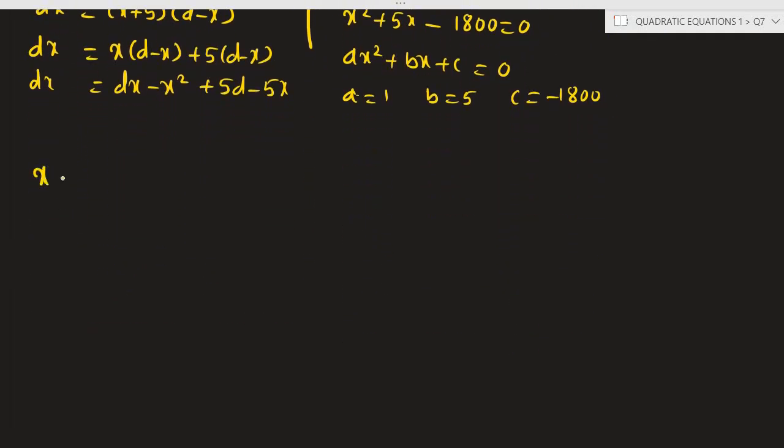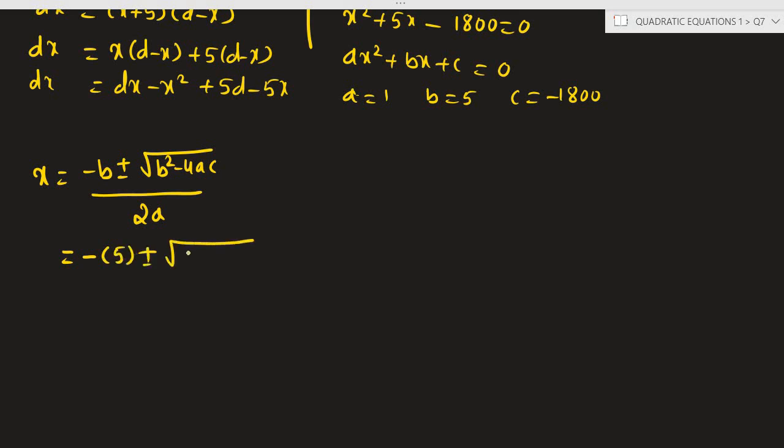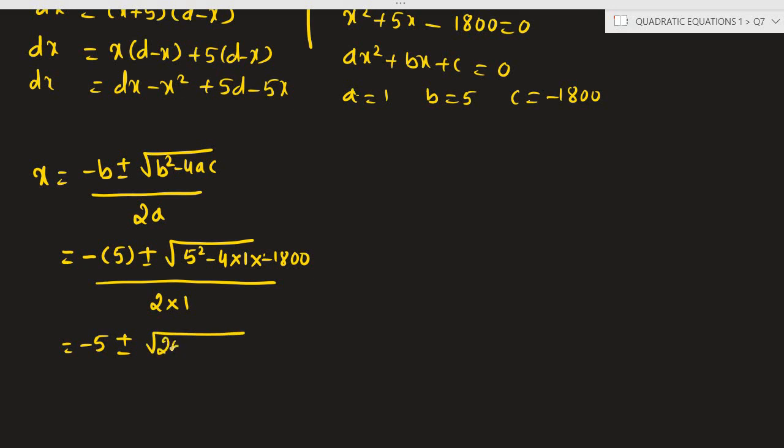That is, x is equal to minus b plus or minus root of b square minus 4ac, whole divided by 2a. What is minus b? What is b here? It is 5. Minus 5 plus or minus root of b square, that is 5 square, minus 4 into 1 into minus 1800, whole divided by 2 into 1. This is minus 5 plus or minus root of 5 square is 25.